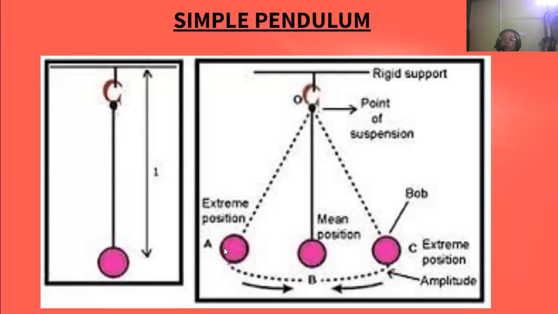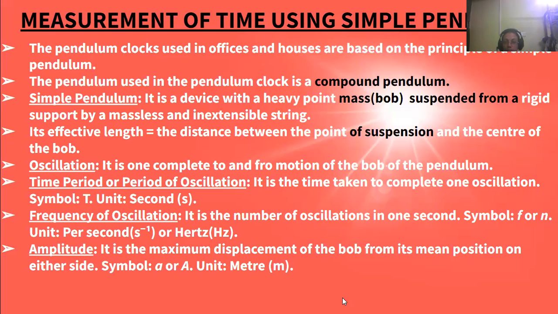So how much maximum the displacement is from the mean position to either side, that is the amplitude of the bob. Its symbol is either small a or capital A, and its unit is meter.